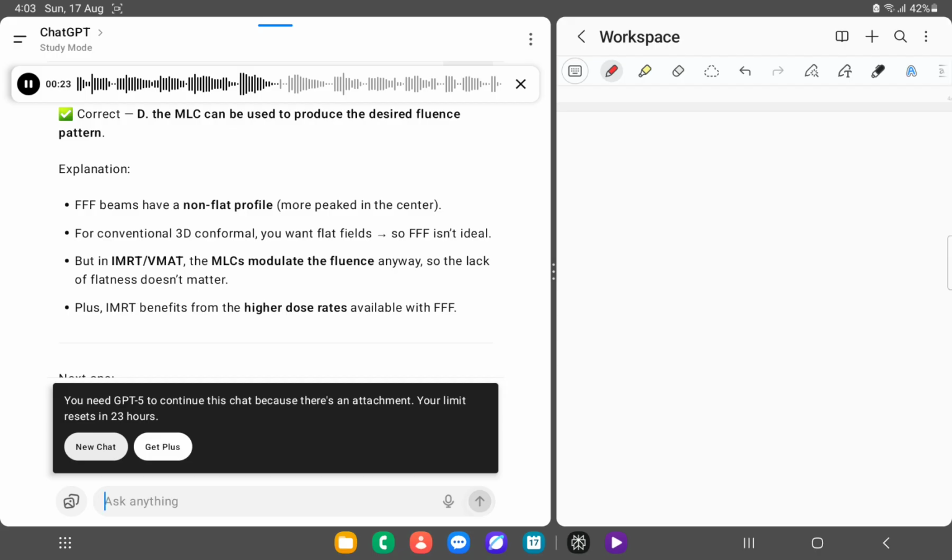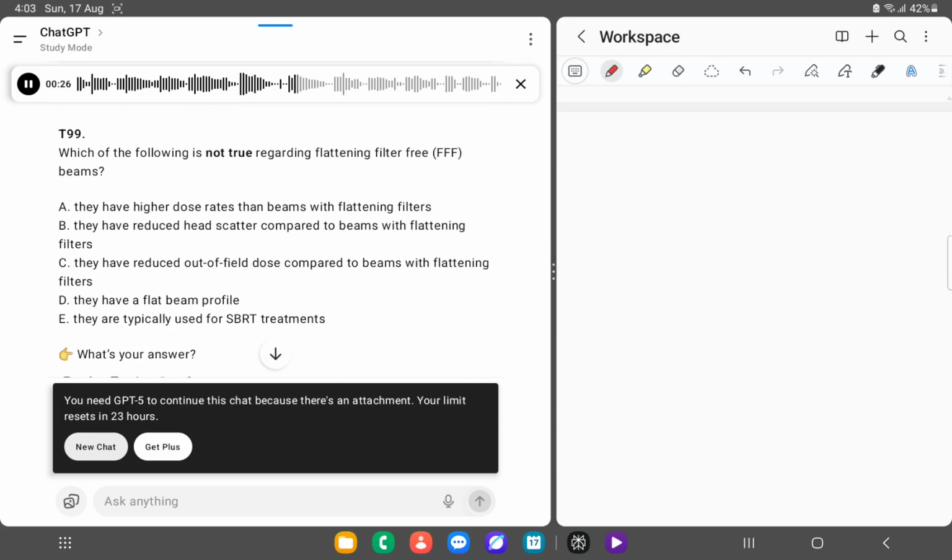Next one, T99. Which of the following is not true regarding flattening filter-free (FFF) beams? A, they have higher dose rates than beams with flattening filters. B, they have reduced head scatter compared to beams with flattening filters. C, they have reduced out-of-field dose compared to beams with flattening filters. D, they have a flat beam profile. E, they are typically used for SBRT treatments. What's your answer?